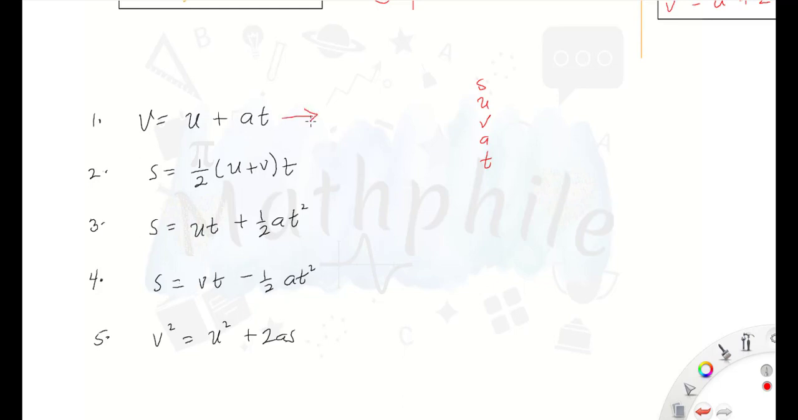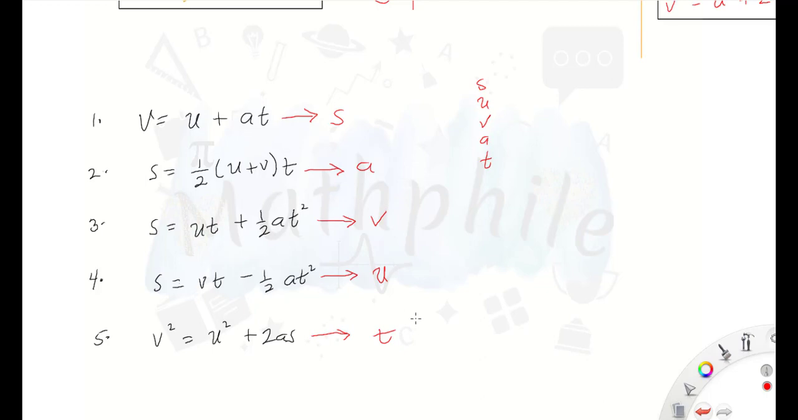So it means that the first one, if you're looking for s, you can't use this one. The second one contains s, u, v, and t. It means that if you are looking for a, you can't use this one. This one contains s, u, t, and a. If you are looking for v, you can't use this one. This one contains v, s, t, and a. If you are looking for u, you can't use this one. And finally, if you are looking for t, you can't use this one. So if you know all these four, you should be able to find anything at any time because it depends on what you are looking for.